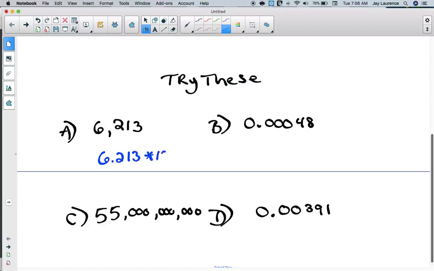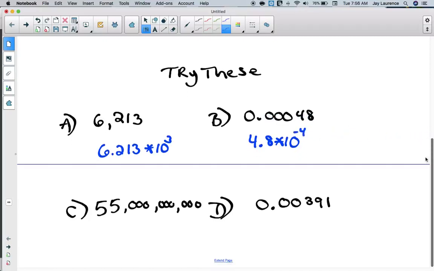213/1000ths times 10 to the 1, 2, 3, 3rd power. Okay, B is going to be 4 and 8/10 times 10 to the 1, 2, 3, 4, fourth power, but it's division because this decimal got bigger, right? So I need it to be negative fourth power so that it can be the same as division.